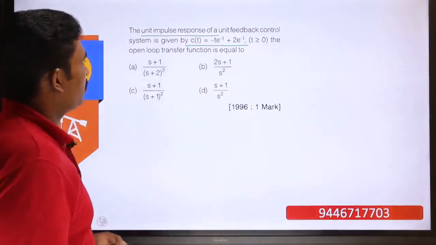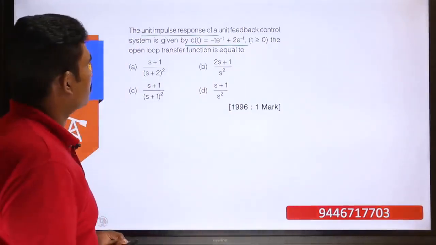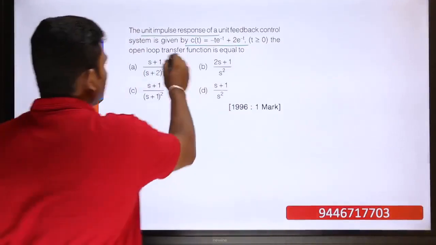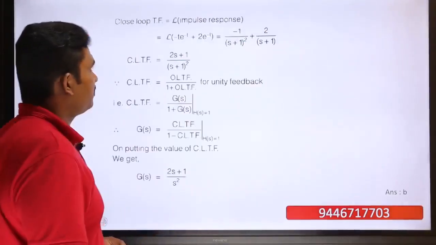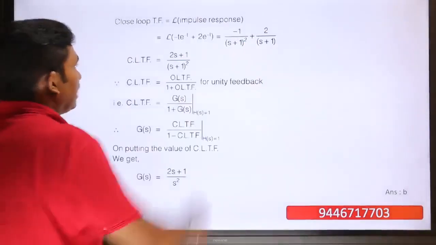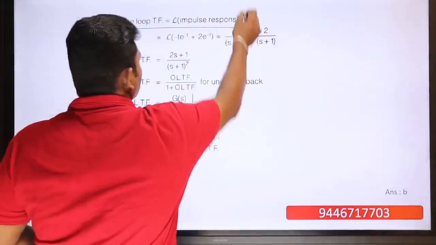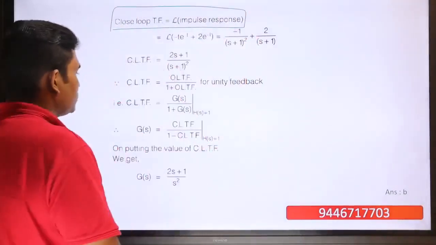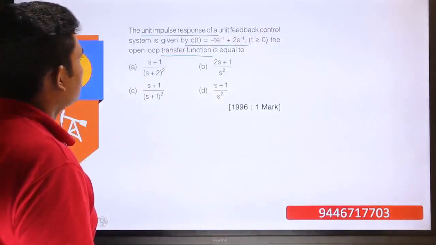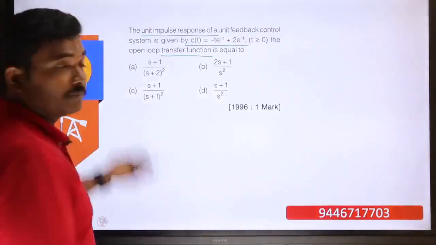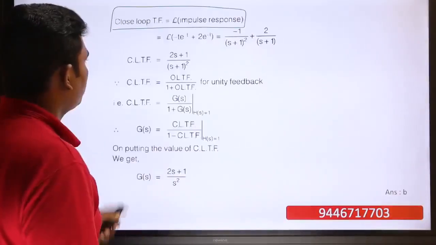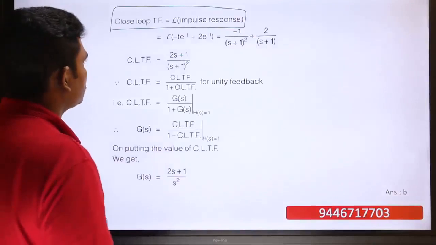So you already know that it is very easy for us to obtain the transfer function if the impulse response of the system is given, because the Laplace transform of the impulse response is the closed loop transfer function of the system. Okay, so what is asked, we will have to find out the open loop transfer function of the system. So first we will find out the closed loop transfer function of the system.